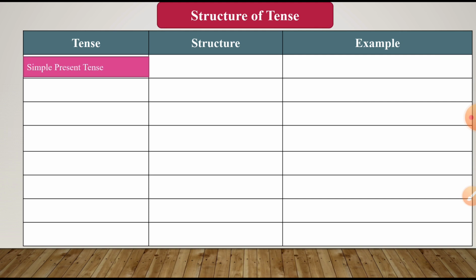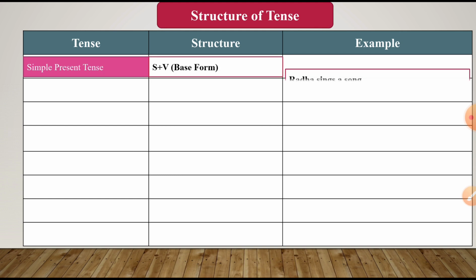So here is simple present tense. This is the structure and its example is: Radha sings a song. So Radha is the subject and sings is the base form of the verb. S is added because Radha is third person and a song is an object.